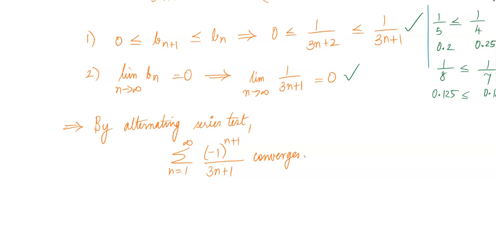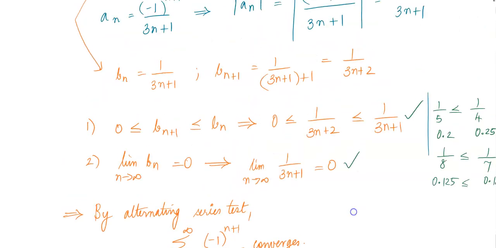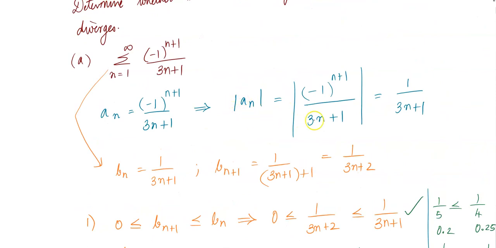absolute convergence, we have to show that the absolute value of an, the one in blue, converges. If this converges, then we know it's absolute convergence. If this diverges, then we know it's conditional convergence.